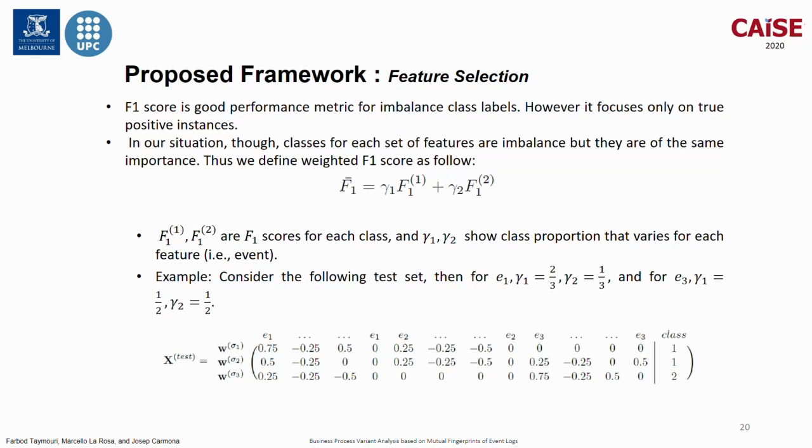For example, if we have the following toy test data, then for E1, the four leftmost columns, gamma 1 is 2 to 3 and gamma 2 is 1 to 3. These numbers are different if we consider E3, the rightmost four columns. Gamma for E3 is 1 to 2 for both gamma 1 and gamma 2. So these parameters are dynamically adjusted during the testing.